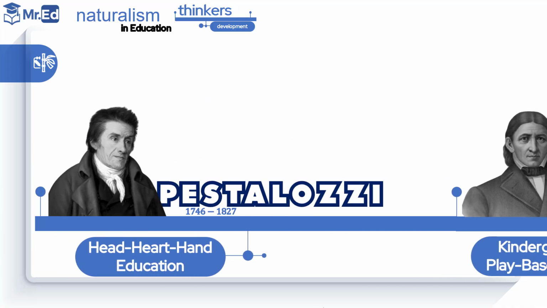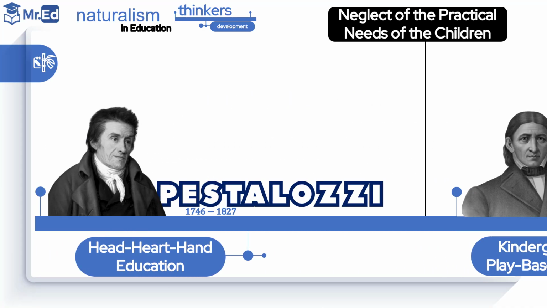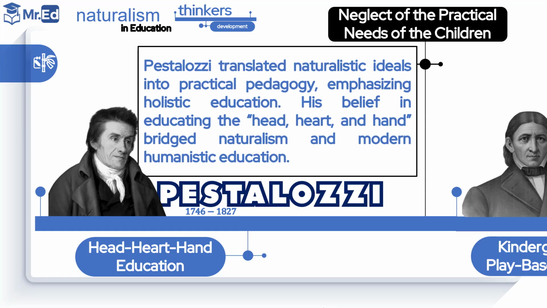The next one is Johann Heinrich Pestalozzi, a Swiss educational reformer who emphasized experiential learning and nurturing the whole child. His work developed during post-Enlightenment Europe, aiming to reform schools that neglected the emotional and practical needs of children. Pestalozzi translated naturalistic ideas into practical pedagogy, emphasizing holistic education. His belief in educating the head, heart, and hand bridged naturalism and modern humanistic education.